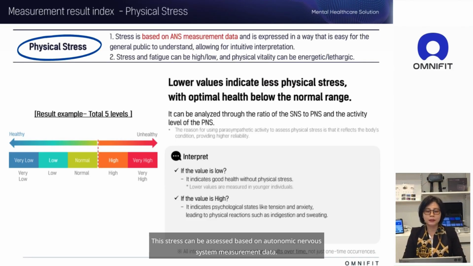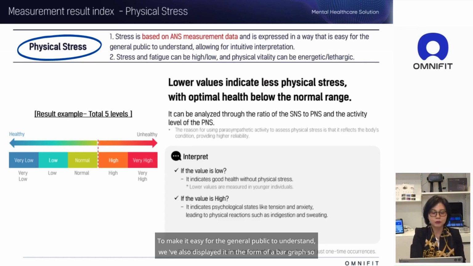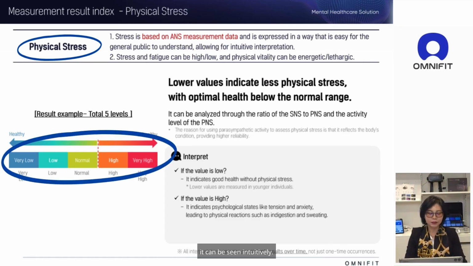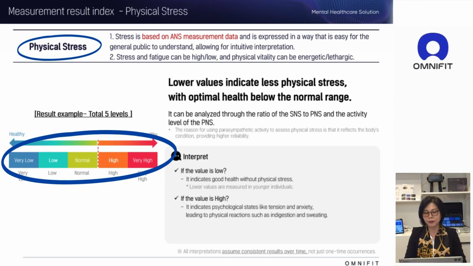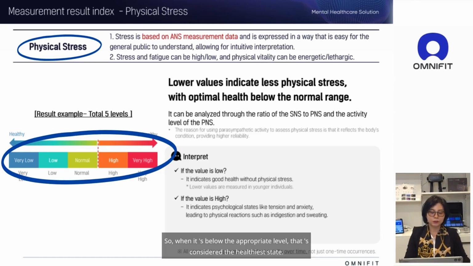Next, let's talk about physical stress as seen through the autonomic nervous system. This stress can be assessed based on autonomic nervous system measurement data. To make it easy for the general public to understand, we've also displayed it in the form of a bar graph so it can be seen intuitively. Again, when it comes to physical stress, the lower it is, the better. That's right. So when it's below the appropriate level, that's considered the healthiest state.